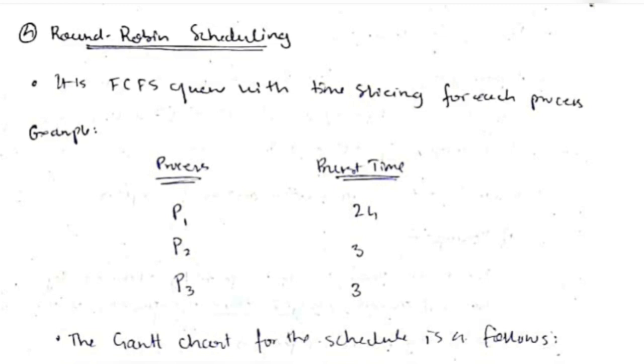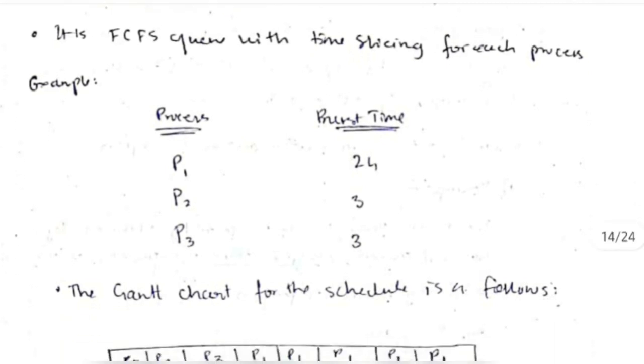The fourth one is round robin scheduling. In round robin scheduling, the queue will be first come first serve, but it will not be the normal queue, there will be time slicing. For each process a particular amount of time will be given, and when that time gets over, the next task will be given the particular amount of time.